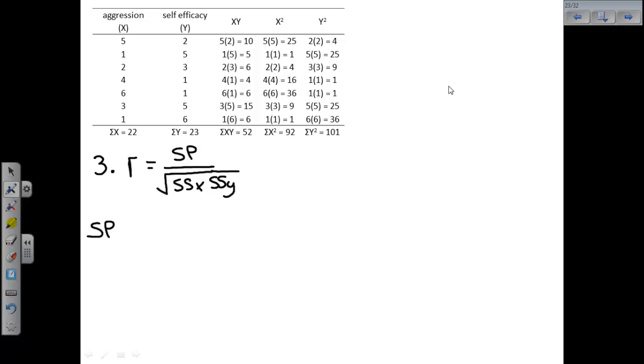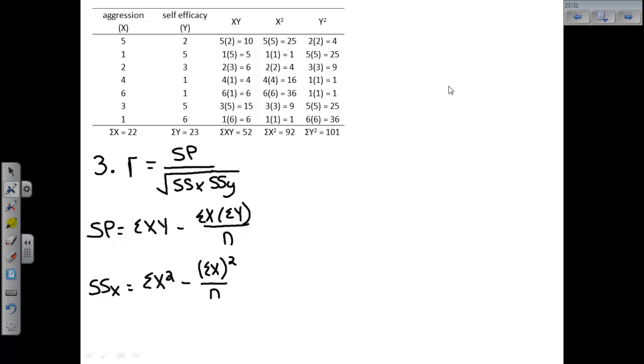Our sum of products is equal to the sum of each x multiplied by each y and added together, minus the sum of x multiplied by the sum of y divided by the sample size. Sum of squares x is equal to all the x values squared and added together, minus all the x values added together and then that final value squared, divided by sample size. And sum of squares y is the sum of all the y scores squared and added together, minus all the y scores added together and that entire value squared, divided by sample size.